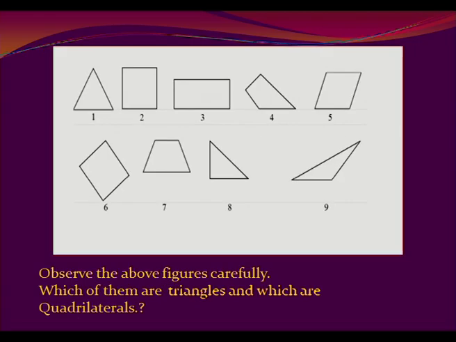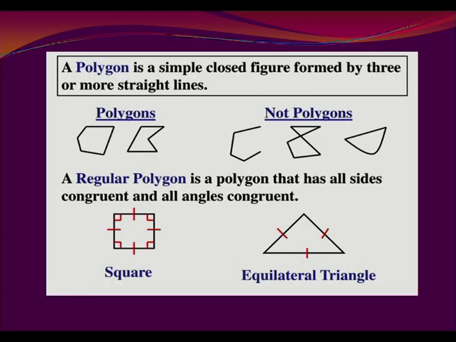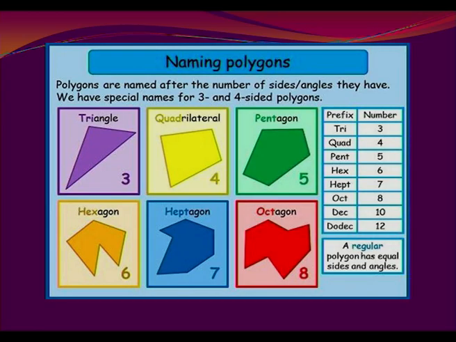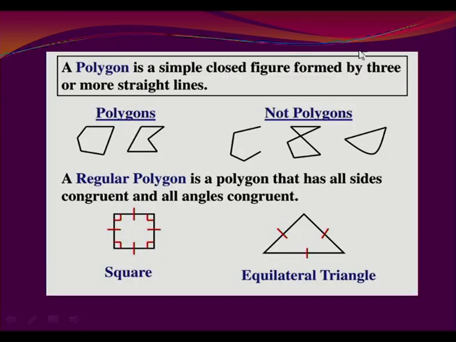Okay. Again observe the above figures and classify which figures are triangles and which figures are quadrilaterals. You know very well, a polygon is a simple closed figure formed by 3 or more straight lines. So, these are the polygons, which is not a polygon, it is not a polygon, it is a square, it is an equilateral triangle. A regular polygon is a polygon that has all sides congruent and angles congruent.